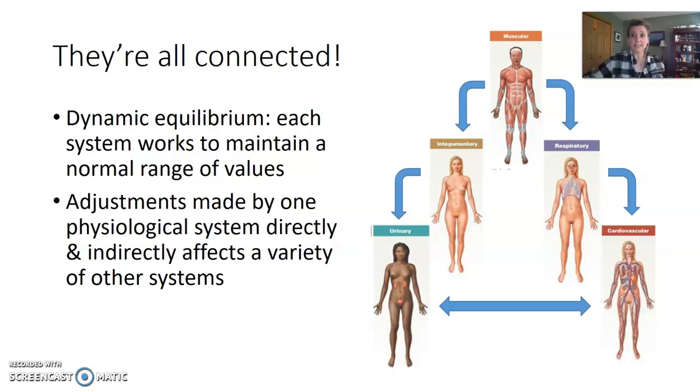Remember, homeostasis is a dynamic equilibrium. So each system is going to work in its own way to maintain a normal range of values. But if one system, and let's just say that it's the respiratory system, starts to break down, then the others are going to do things to augment and help that broken system along, again, with the goal of ensuring that we survive.